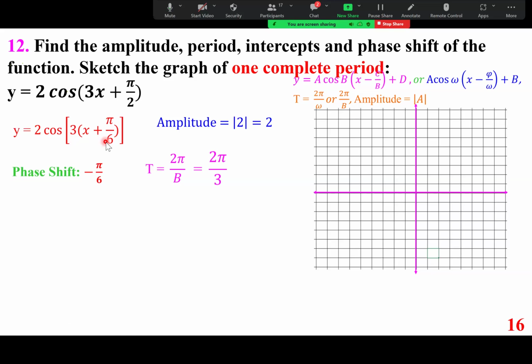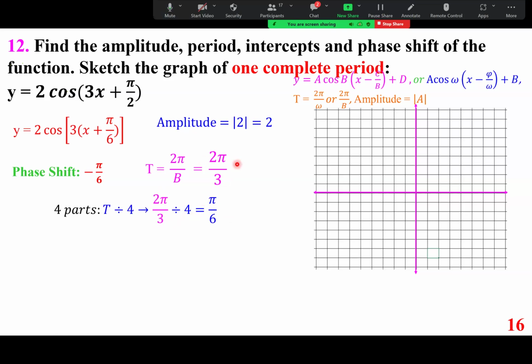Now we're going to cut the T into 4 equal parts. We're going to divide this by 4. We get 2 pi over 12, or pi over 6. 2 pi divided by 3, divided by 4. Multiply the 4 by 3, you get 12. 2 pi over 12, pi over 6. So those are the 4 parts. Each sub-interval has this width.